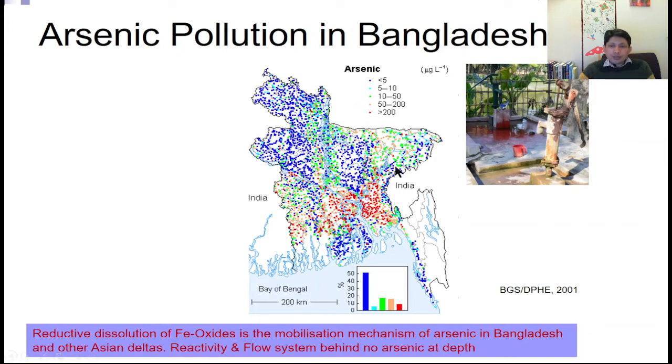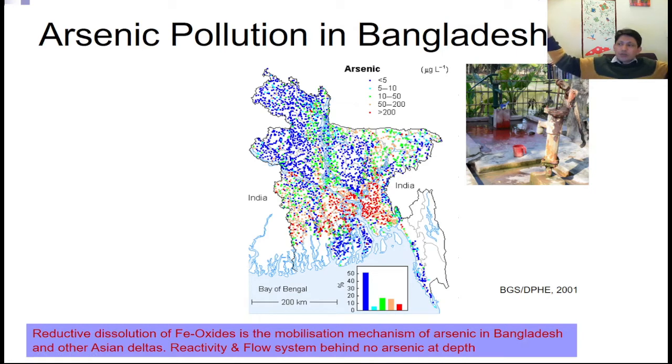In here, the hotter the color, the higher the concentration, and the cooler the color, the safer the well is. So you can see there is a regional trend. If you are in the northern part of the country, it's most likely safe. If you're in the southern part of the country, it's polluted. And they are very heterogeneous.